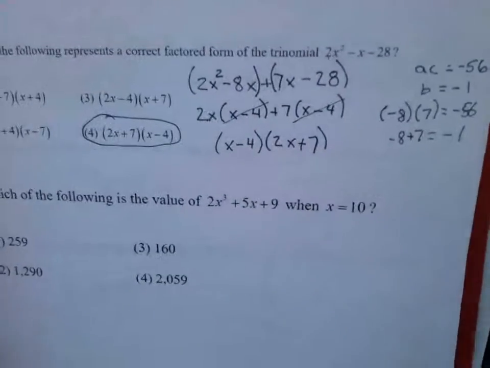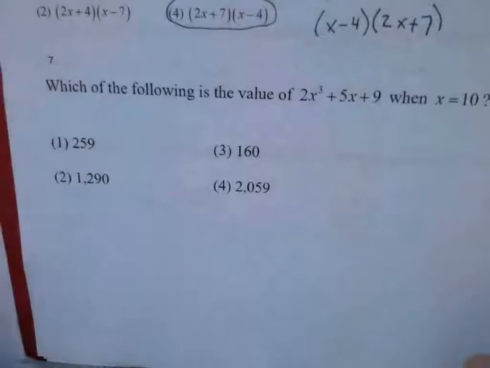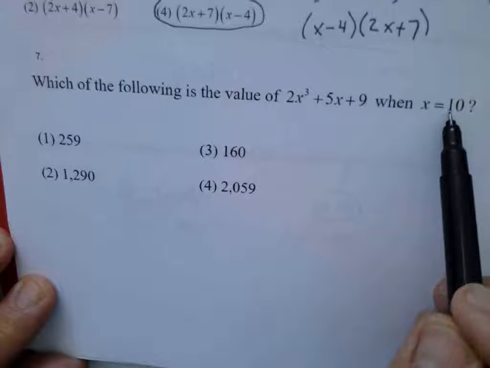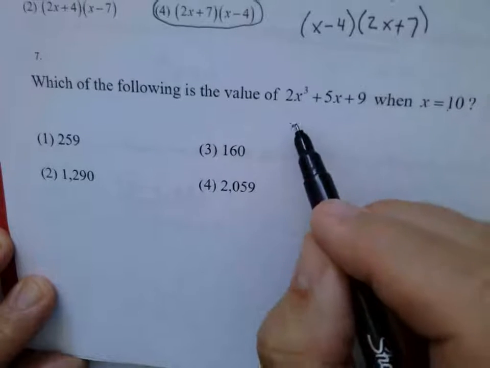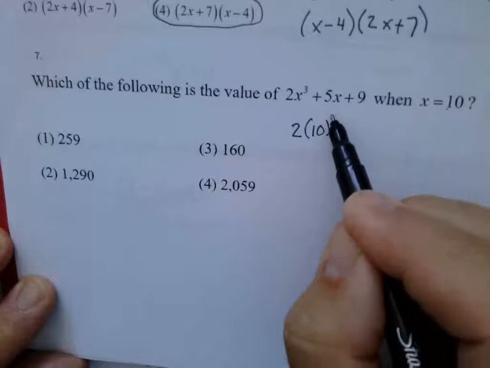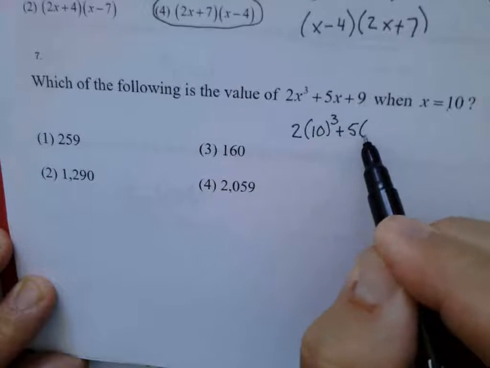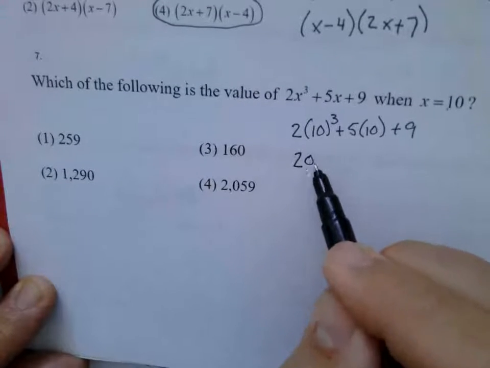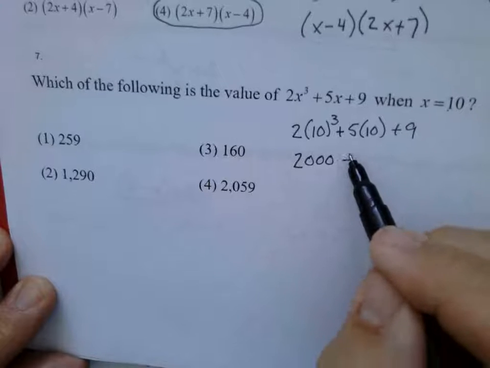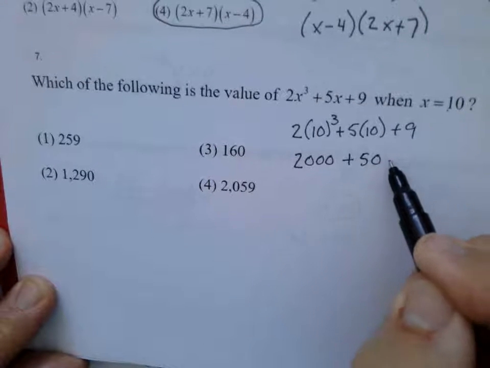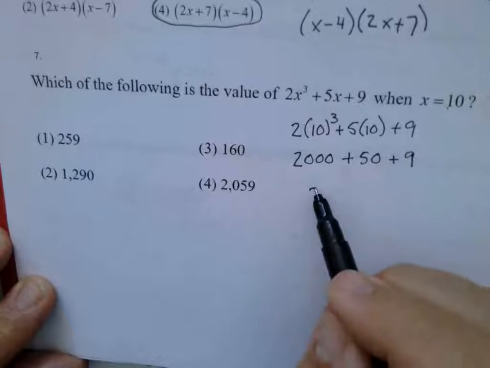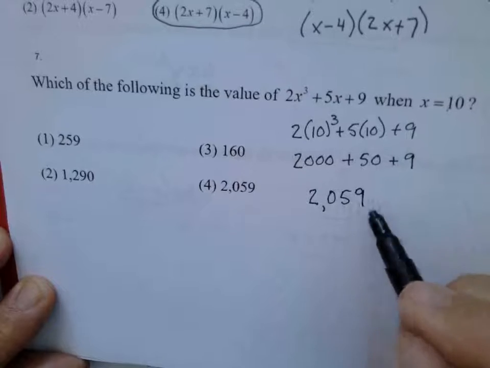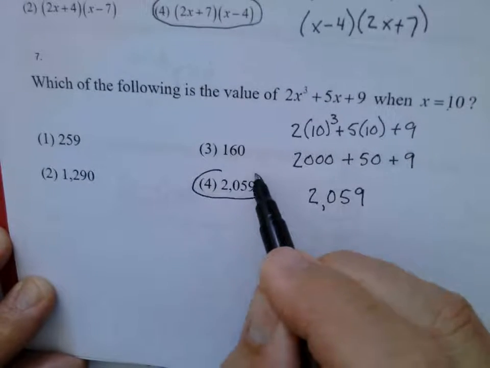All right, and the last one's pretty straightforward. This is a gimme, you can't get this one wrong. All we're going to do is take this function, and wherever we see x, we're going to put in 10. So we have 2 times 10 to the third plus 5 times 10 plus 9. This becomes 2 with 3 zeros, 2,000, plus 50, plus 9. So we have 2,000, a 0 in the hundreds, a 5 in the tens place, and a 9 in the ones place. So this is choice 4.